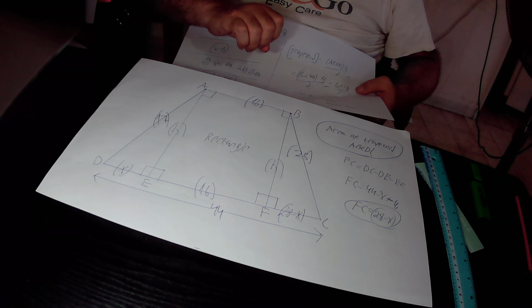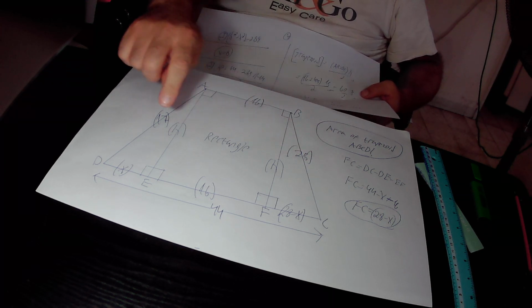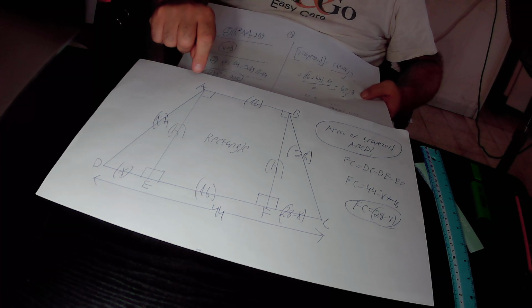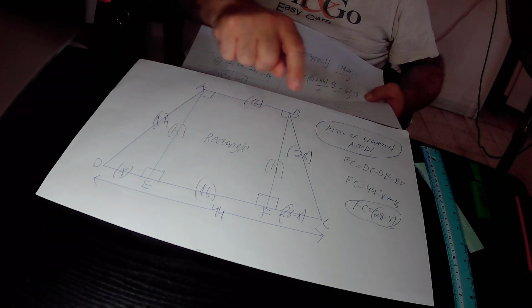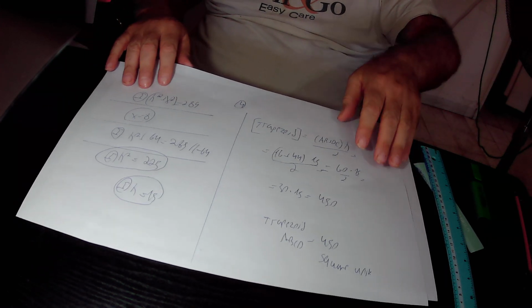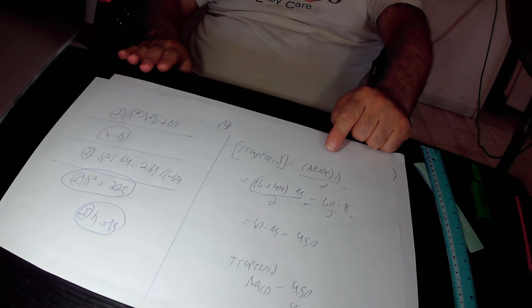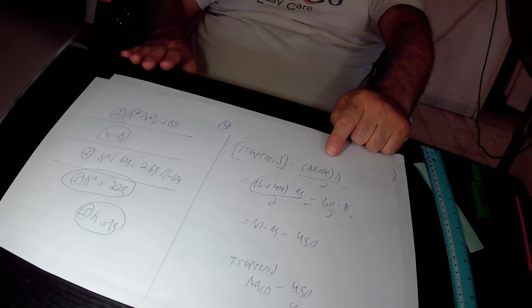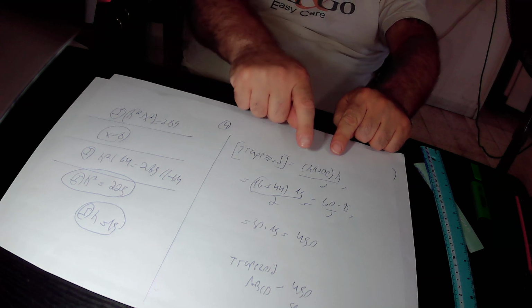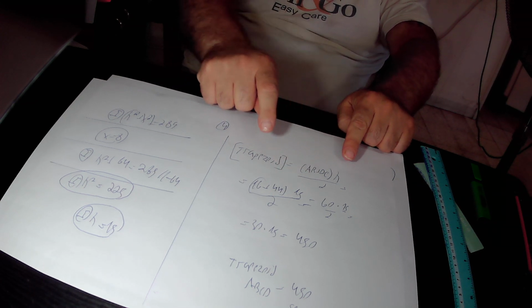Our mission is to find the area of this trapezoid ABCD. The area of trapezoid ABCD equals the sum of its two parallel bases, that is AB plus DC, times the height, that is h, over 2. Again, the area equals the sum of its two parallel bases, AB plus DC, times the height h over 2. AB is 16, DC is 44, h is 15, divided by 2.